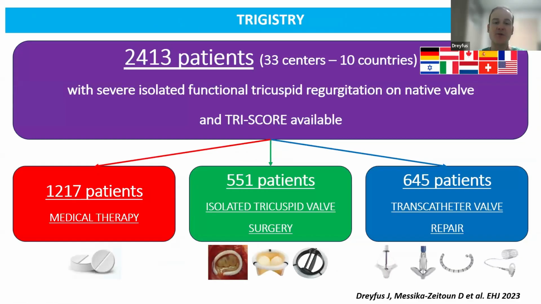If we look at TRICI-SCORE, a large international registry gathering more than 50 centers in 13 countries, patients with isolated TR for whom we had a TriScore. And there were three groups: a medical group, a surgical group, including patients with isolated tricuspid valve surgery, including both repair and replacement, and a group of transcatheter valve repair. For the moment, we work only on repair, as replacement has been recently available.